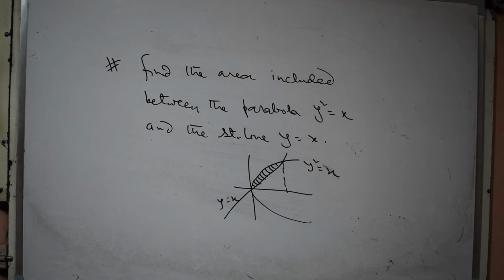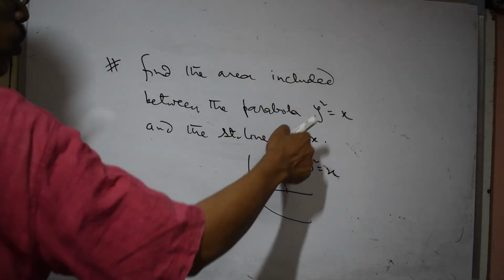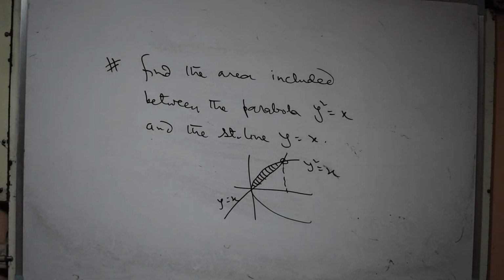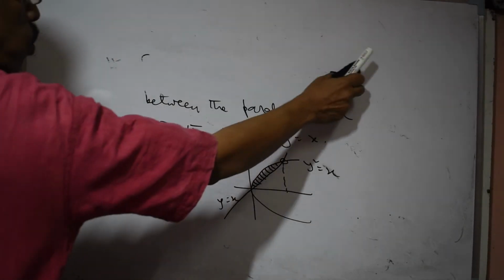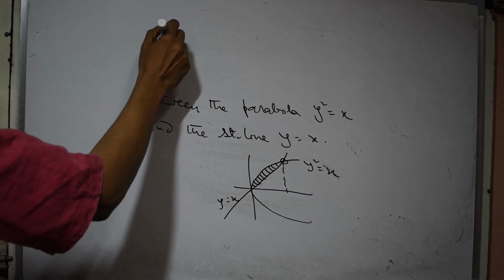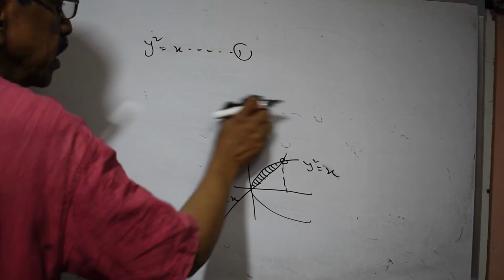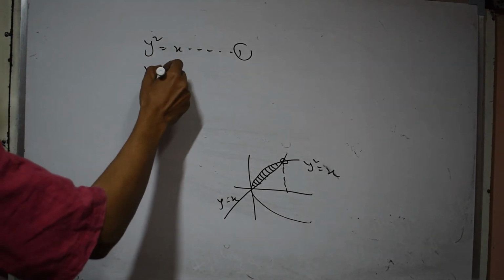Now how to do? First thing, let us solve these two equations, because we need to know this point. What is the point? The common point of the two diagrams. This is one and the other one. So let us solve these two. Which one? y square is equal to x, the number 1, and y is equal to x, the number line. That's another line. That is y is equal to x.